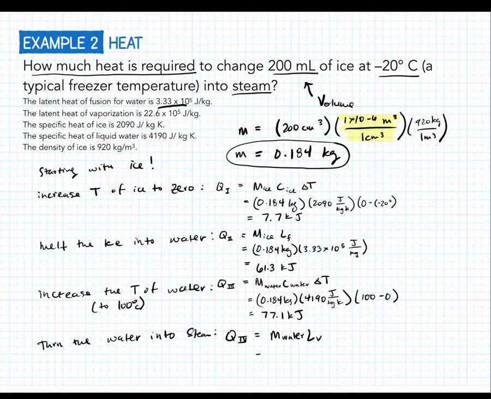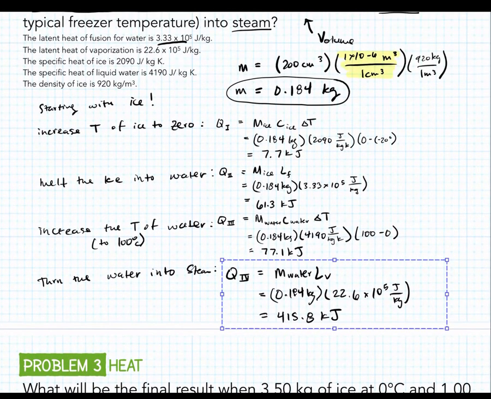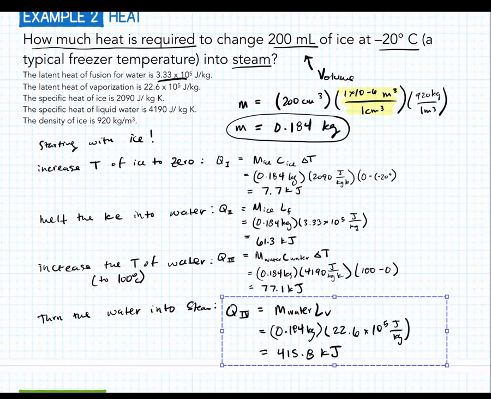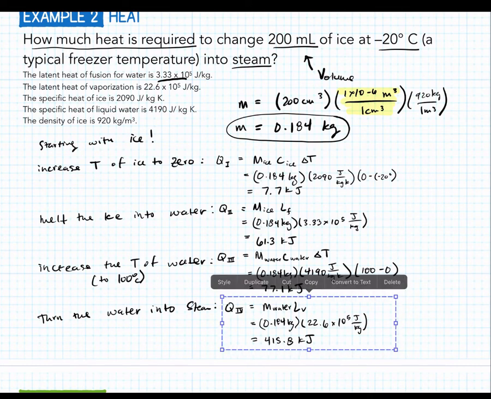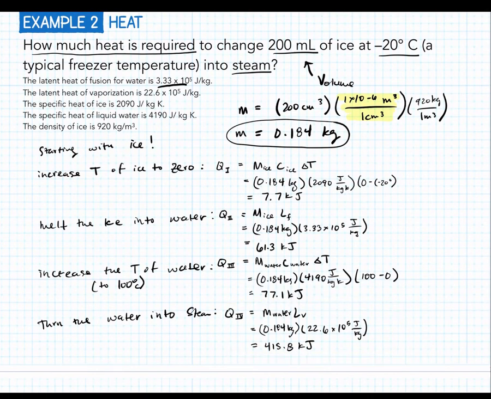All right, it's positive because we're adding heat still. So the mass is still the same. The latent heat of vaporization should be 22.6. And that gives us something giant. Apparently you need a lot of energy to make steam. 415.8 kilojoules. Okay, that's times 10 to the 3. Right, so this is in thousands.